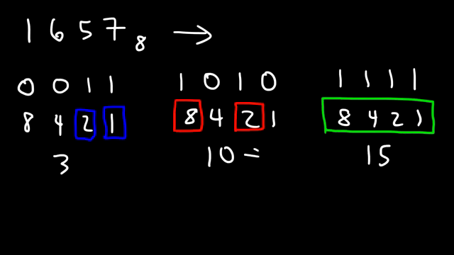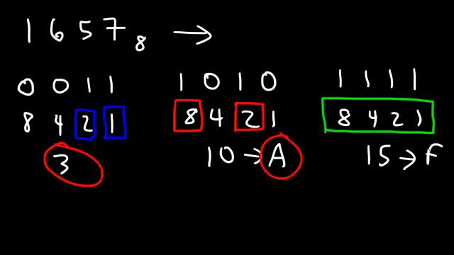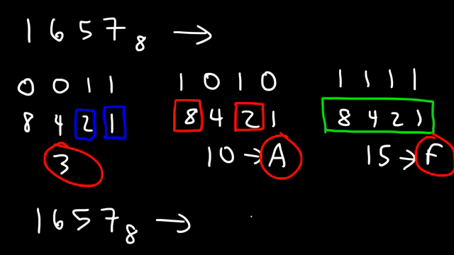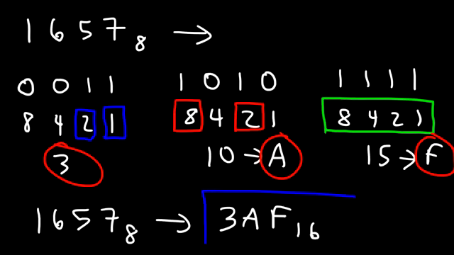15. Now, 10 corresponds to A in the hexadecimal system, and 15 corresponds to F. So reading it from left to right, we have a 3, we have an A, and we have an F. So we can say that 1657 in the octal system corresponds to 3AF in the hexadecimal system, base 16. And so this is the answer for the problem.